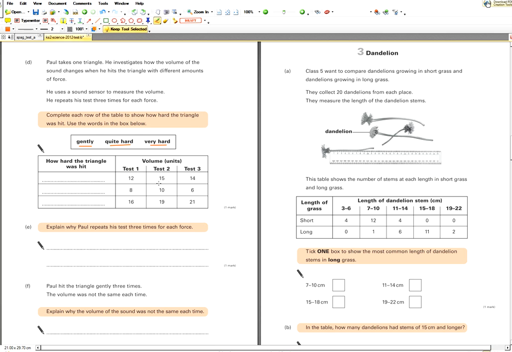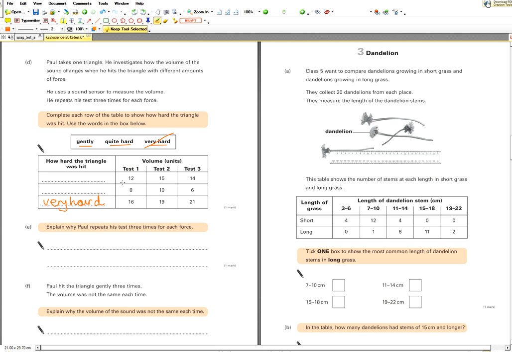So let's look. Which one had the loudest sound? The first, second, or third one? Third one. So which one should we use for the third one then? Very hard. That was the loudest. Please, we don't write down very, very hard because that's not an answer there. You can't make up your own answers. Okay, so very hard is being used.